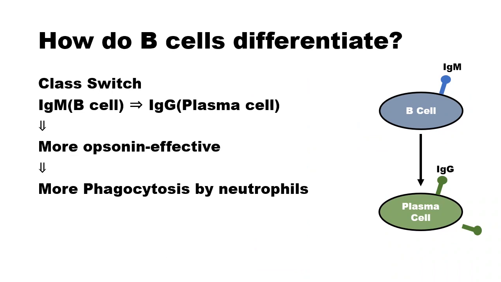IgM is present on the surface of B cells, but when they differentiate into plasma cells, IgM changes to IgG, which has a more opsonizing effect. This is called class switch. This allows neutrophils to phagocytose bacteria more easily.